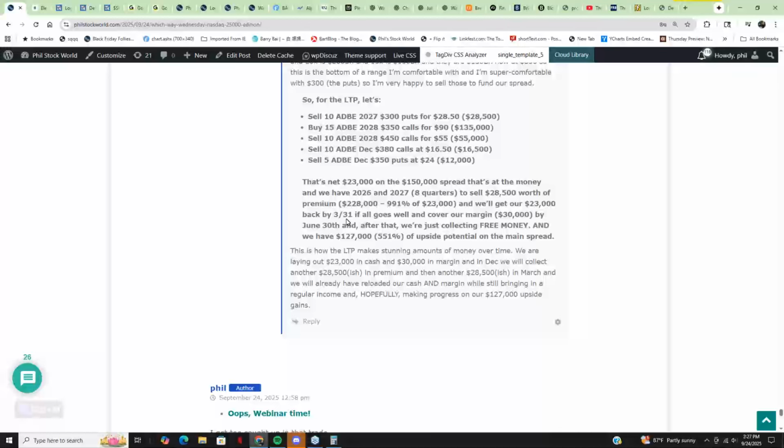So we have a $23,000 outlay, and we collect that back in 3 months. 3 months from now, we collect that money back. Then we get paid another $28,000 for the margin. So now we have no cash outlay, no margin, and a $350,000 upside spread. No wonder I'm making it a top trade, right?